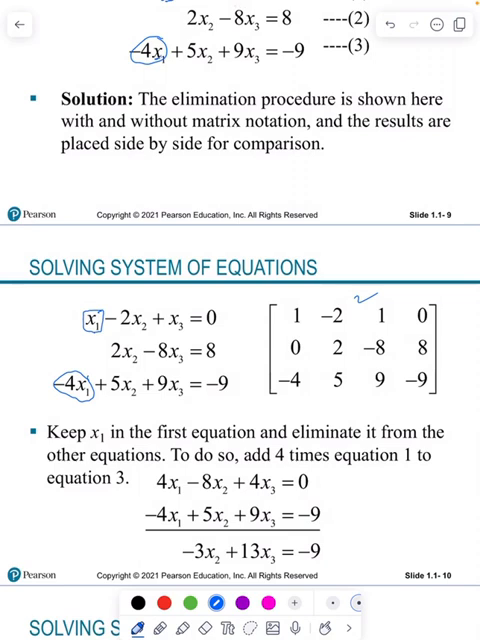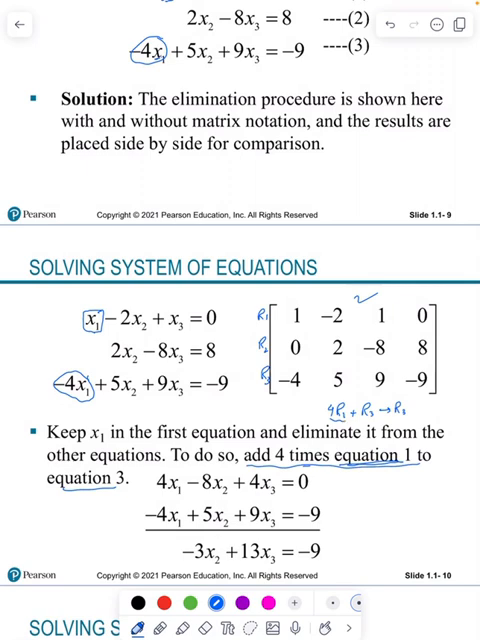Instead of writing it in a whole sentence like this over here, we can easily use this notation. What we are doing is multiplying equation 1 by 4. In the case of matrices, we will be multiplying row 1. This is row 1, denoted by R1, this is R2 and this will be R3. So we say 4R1 plus R3, and then we put an arrow and we write R3.